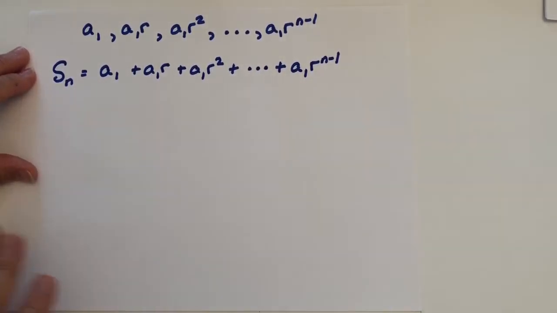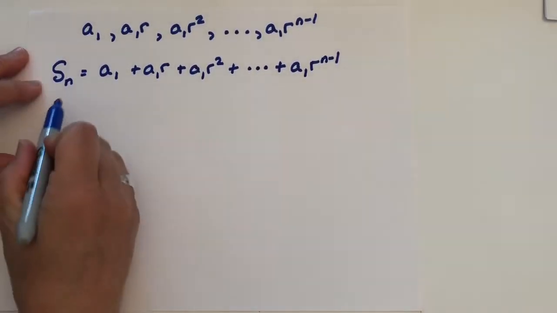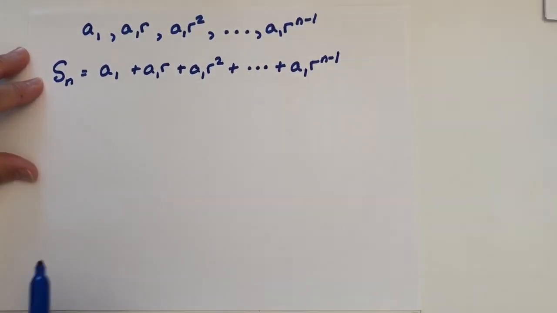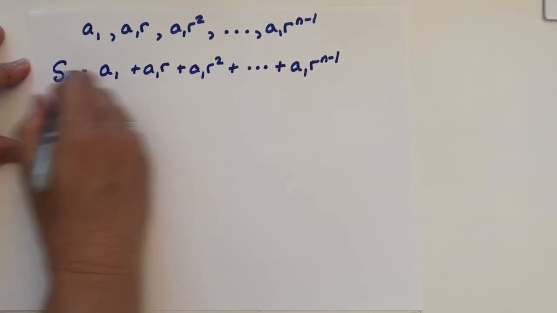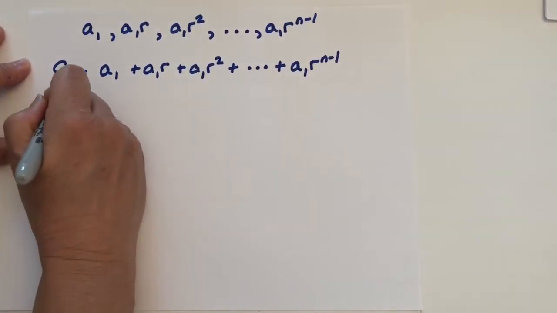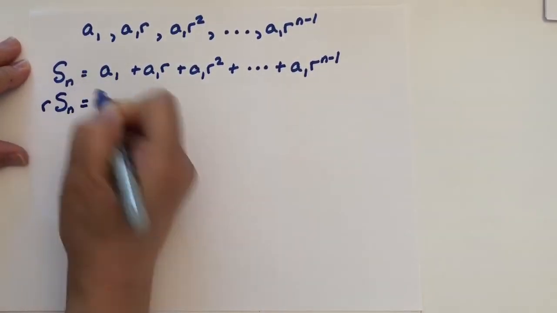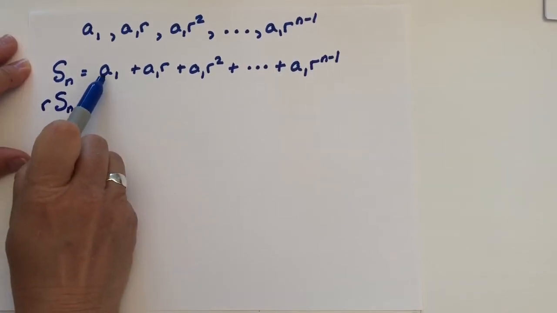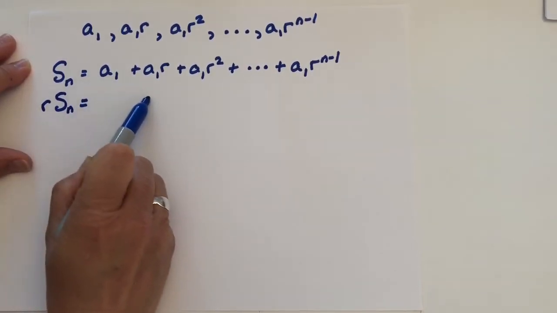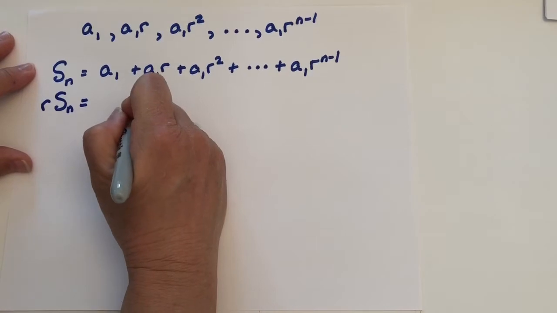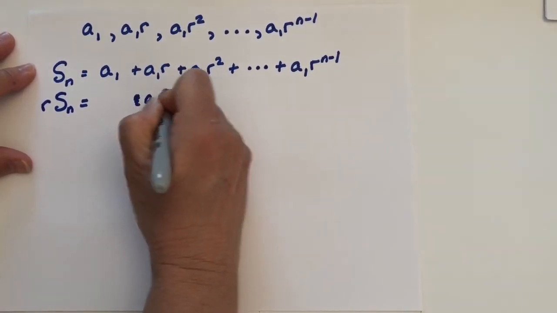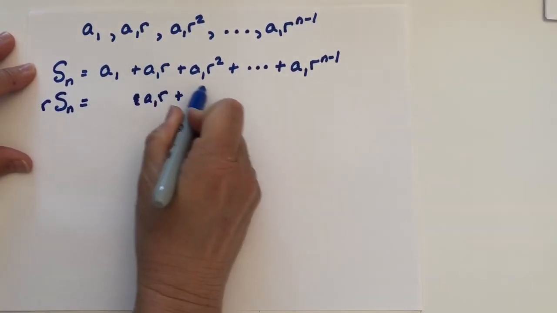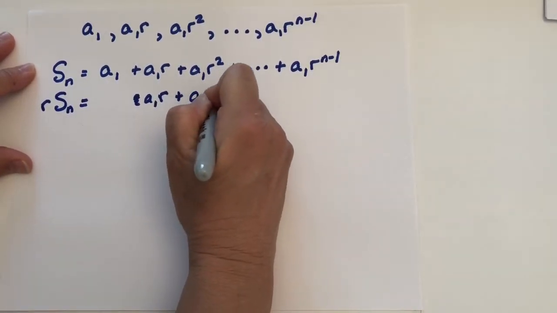Now remember what we did on the previous example? We multiplied this line by r. So let's multiply this equation by r. So we have r times S sub n equals. And when I multiply this a sub 1 by r, I'm going to write it down here, just like we did on the previous example. I don't need a little plus sign there. I have a sub 1 r plus, multiply this term by r, and so on.